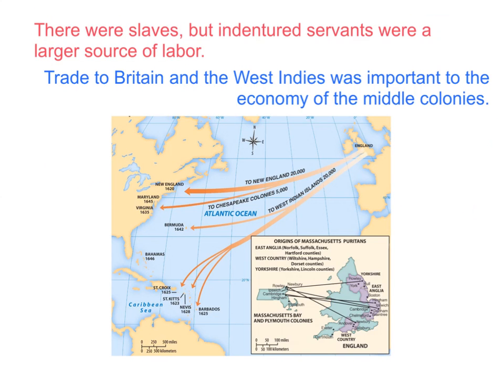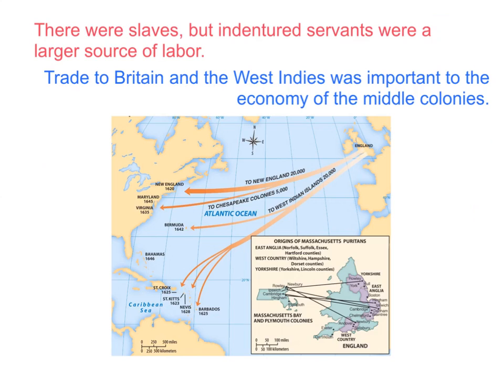Now, the Middle Colonies had larger farms than the New England colonies, not quite as big as the large plantations down in the Southern colonies. So there were some slaves in the Middle Colonies, but the majority of workers were indentured servants. They were the larger source of labor.